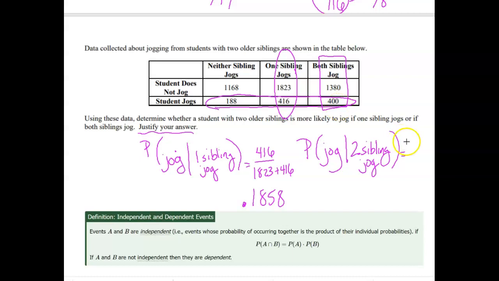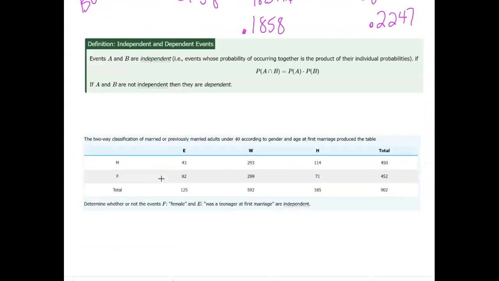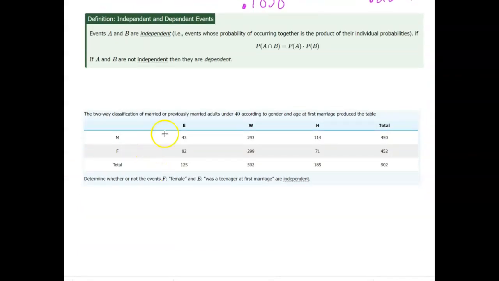So they intersect at 400 all over my total, 1380 plus 400. So I'll go ahead and do that. I know I didn't bring my calculator, it's just faster if I don't. So 0.2247. So it is definitely more likely if both siblings jog. Okay, so just comparing. All right, independent and dependent events using a formula.